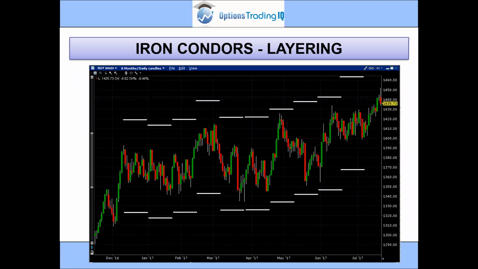Here you can see graphically how that might work. We start with our initial condor here, the market goes down a little bit, we add here, it goes up, we're moving our strikes up. It's kind of like waves on the ocean, right? You're just the boat bobbing up and down with the market, constantly putting your strikes above and below where the market is at the time and just layering in.